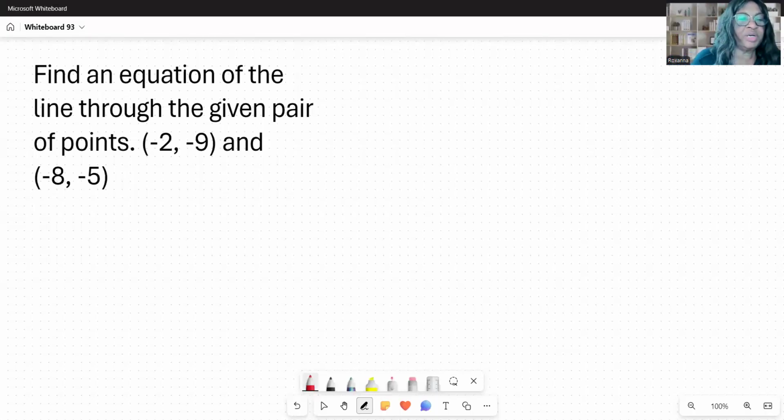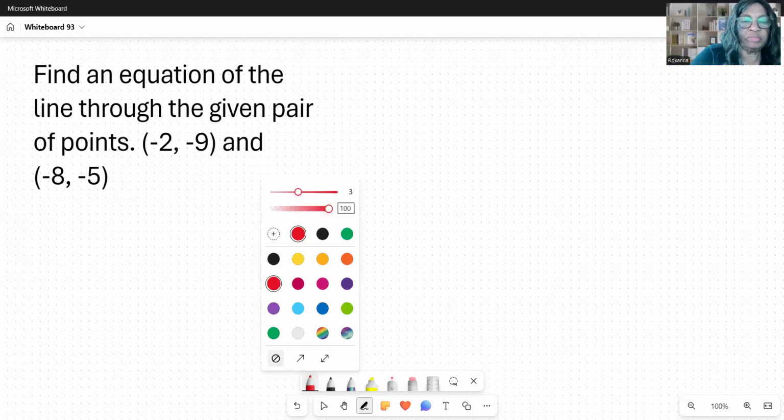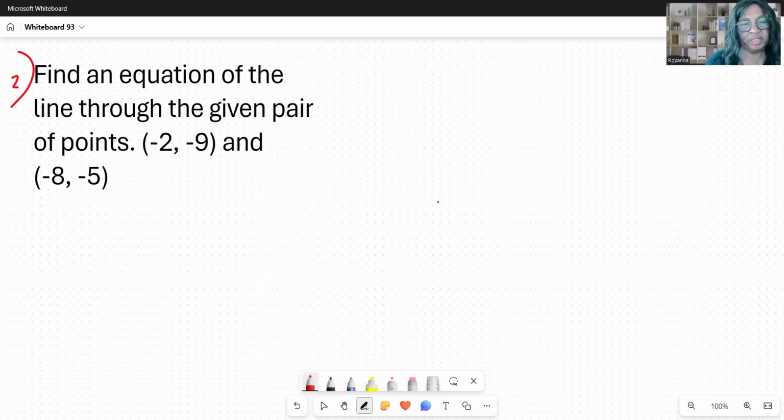All right, Algebra Review 2. Suppose you are given 2 points and find the equation of the line. Find the linear equation joining these 2 points. So remember, the first thing you have to do, sometimes you want to start with finding the slope equation.